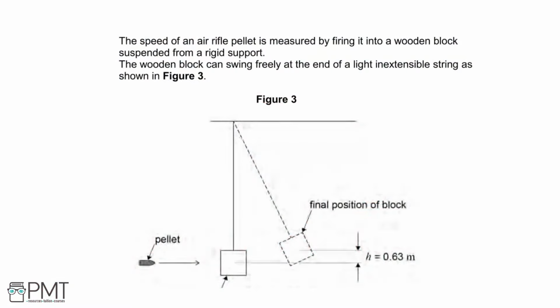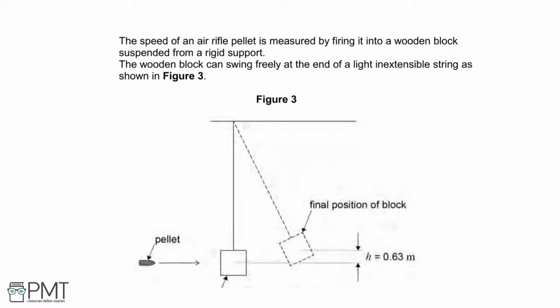So we're now on to a question about momentum. What we've got here is an air rifle pellet that is shot into a block which is hanging from a string, and then we need to make some calculations surrounding that, ultimately determining the speed of the pellet. So let's just read through the question first of all.